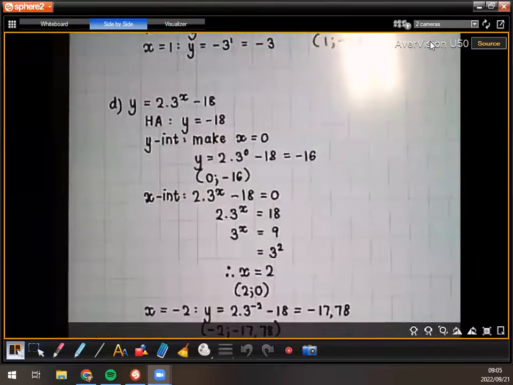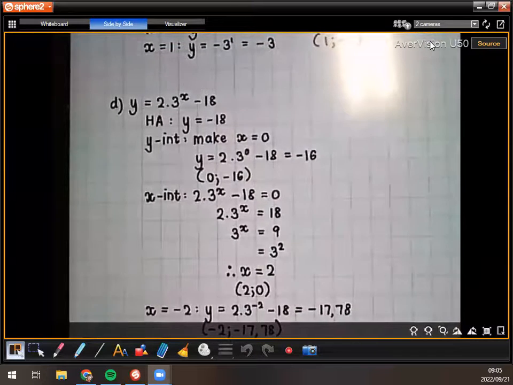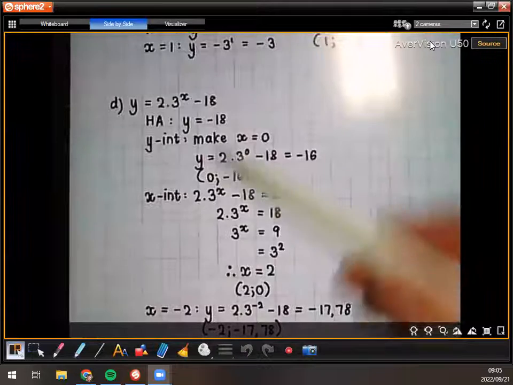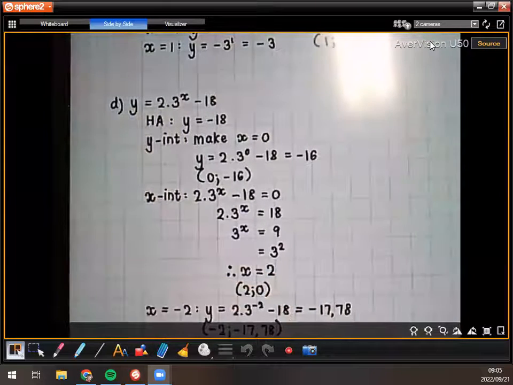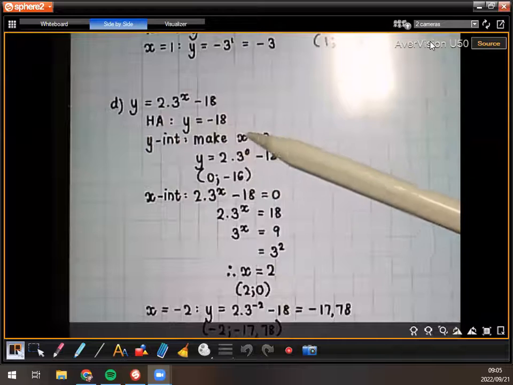So how do you know that you're going to get an x-intercept? You need to think of where the asymptote is. It's at -18. And then because your A value is positive, that means your graph is above the asymptote. So if it's above -18, it's going to have to go through the x-axis at some point. Alright, so that's what I did there.